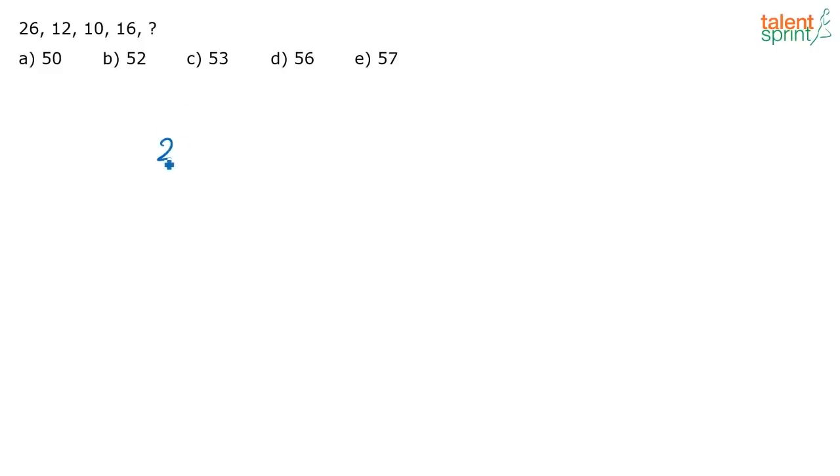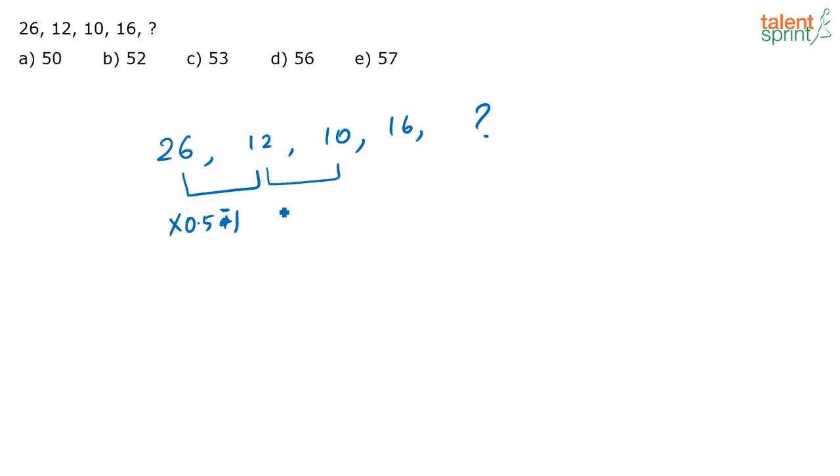See, these are a bit complex series. I have taken a little complex series also so that you get an idea. So 26 by 2 is 13, correct? Minus 1 is 12. 13 minus 1 is 12. Now, next one is 12 into 1 minus 2. 12 into 1 is 12, minus 2 is 10. Next is into 2. 10 into 2 is 20, minus 4 is 16.